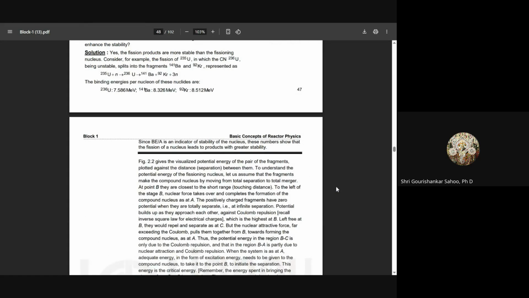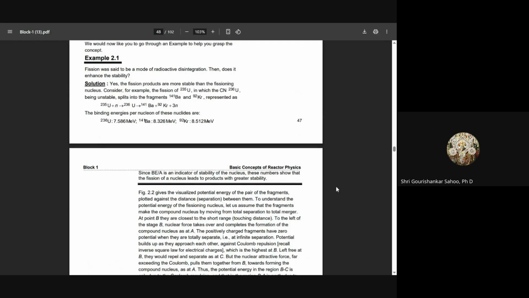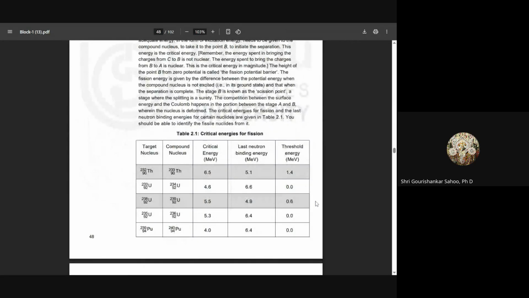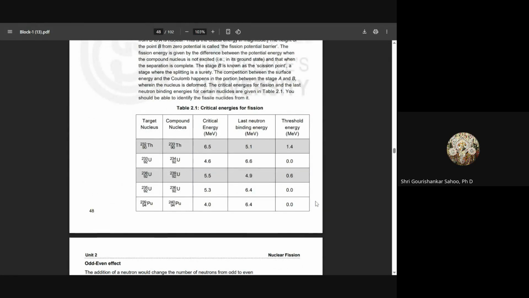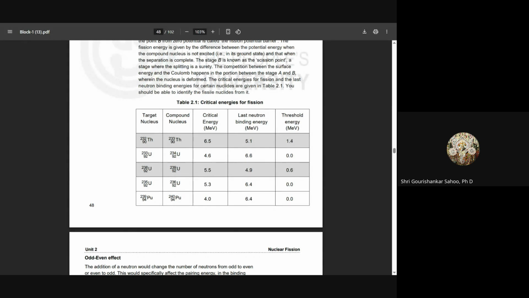Fission is said to be a mode of radioactive disintegration. Whether it enhances the stability or not is explained here. Critical energies for fission are shown in tabular form for thorium, uranium, plutonium, and so forth. The threshold energy, and endothermic reaction or threshold reaction.